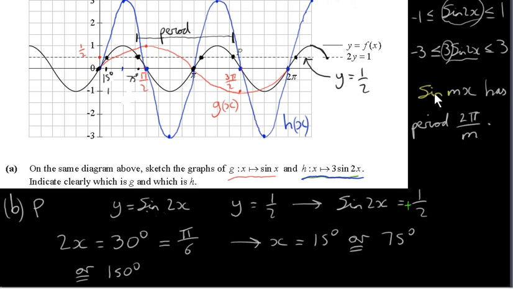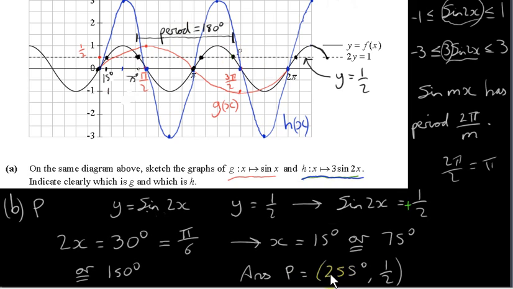In an earlier video, we saw that the function sine of mx has period 2 pi over m. We put 2 pi over the coefficient of x. In our situation, our function is sine of 2x, so the period is 2 pi over 2, which is pi. But anyway, we can see it here. So we just have to add pi radians onto this angle. Well, pi radians is 180 degrees, so we're adding 180 degrees onto 75. When we do that, 180 plus 75 is 255 degrees. So P has coordinates 255, 1/2. The y value of P, of course, is a half.